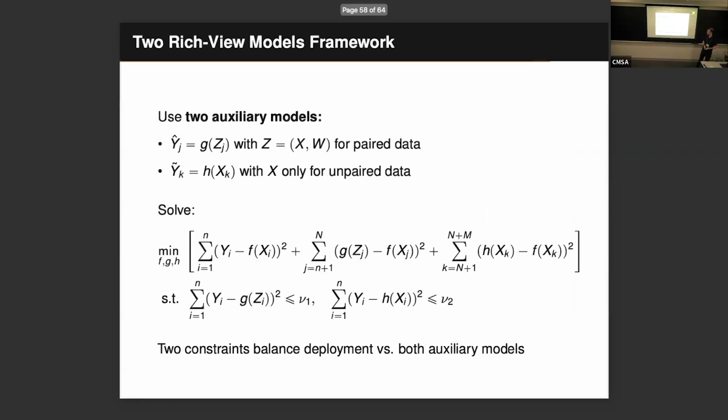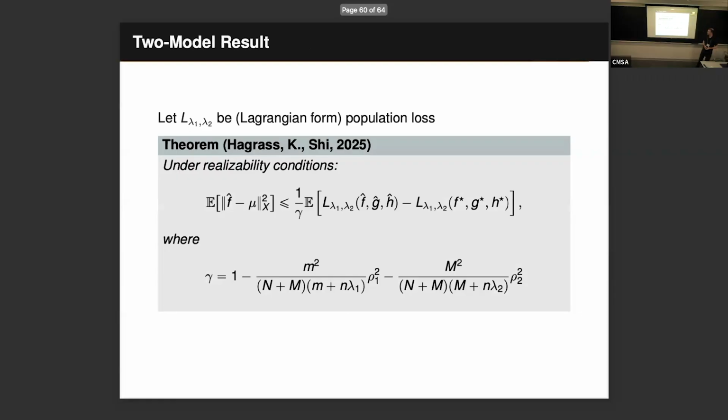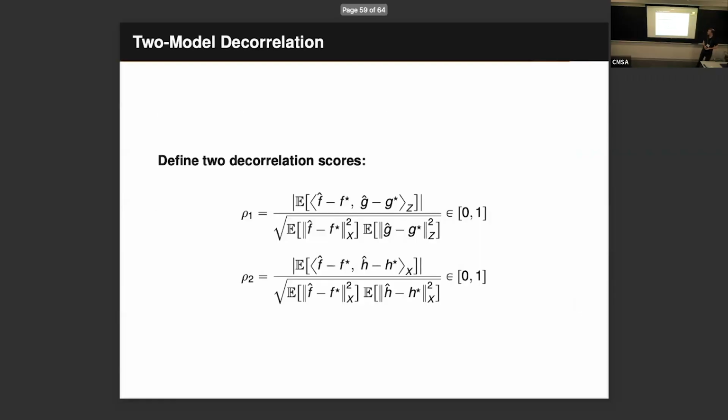Can I ask, why is there no correlation between the two different models that appears? Why is it only the correlation between the G's and the H's? Yeah, it's a good question. When you do the math, that term just doesn't pop up.